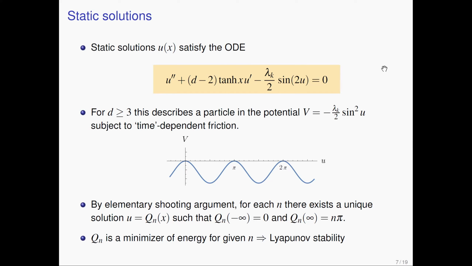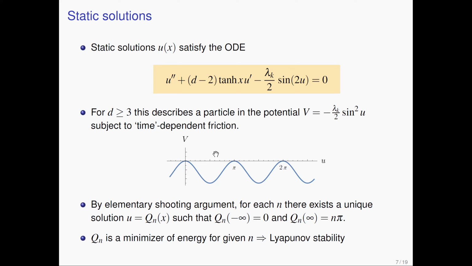And this can be interpreted as describing, well, it's a simple mechanical interpretation. It describes a particle moving in this potential. So this is like an inverted pendulum, but subject to friction, as long as d is different than 2. So we have a particle moving in such a potential, and suppose the particle starts, when x is equal to minus infinity, at zero at this hilltop, and we give it some velocity to the right, so it rolls down, and if the velocity is small, because of friction, it will never make it to this next hilltop. It will end up here.